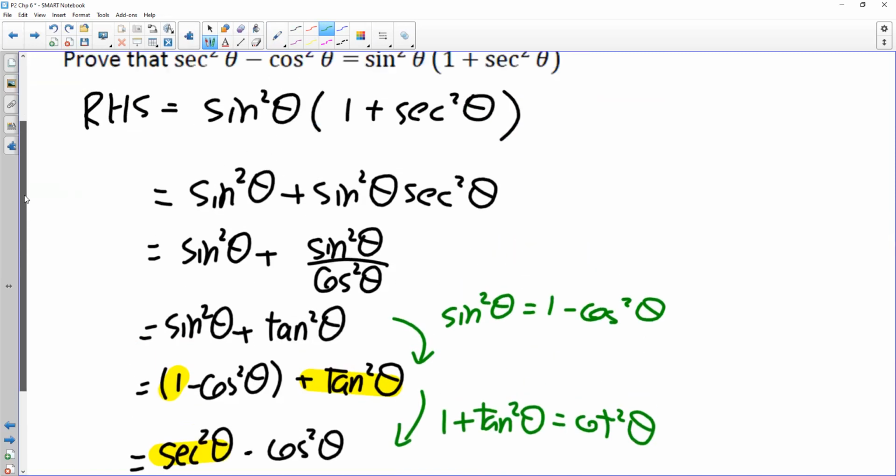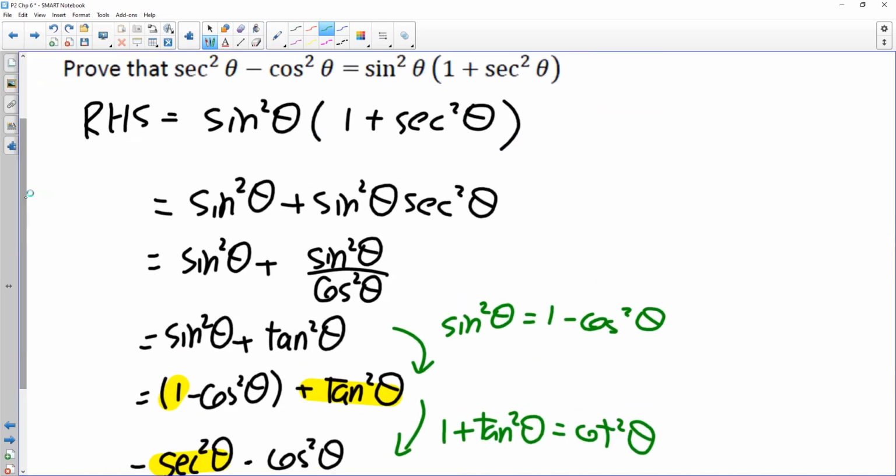But what else can you do? You can try different ways. You can try left hand side equals right hand side and try to simplify there.